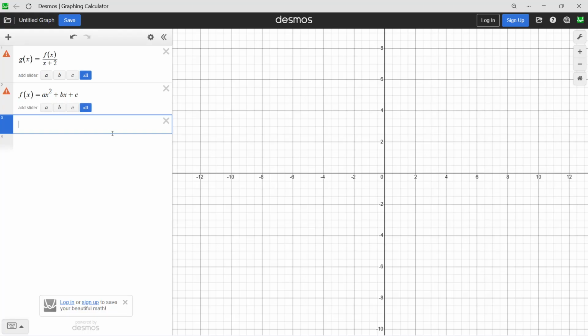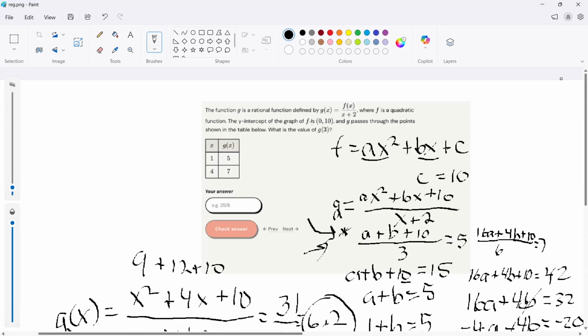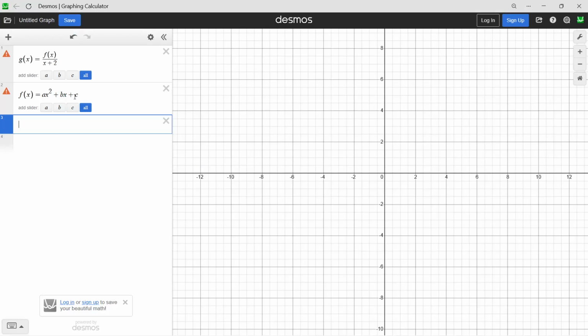I've got those two. Now I have some values I can put in. When x is 0, f of x is 10, so I have f of 0. When x is 1, g of x is 5, so I have g of 1. And when x is 4, g of x is 7, so g of 4 is 7. So I'm going to make a little matrix, a little table, whatever you want to call it. f of 0. Remember, I also know g of 1, and I know g of 4, not g of 5. And then I close the bracket.